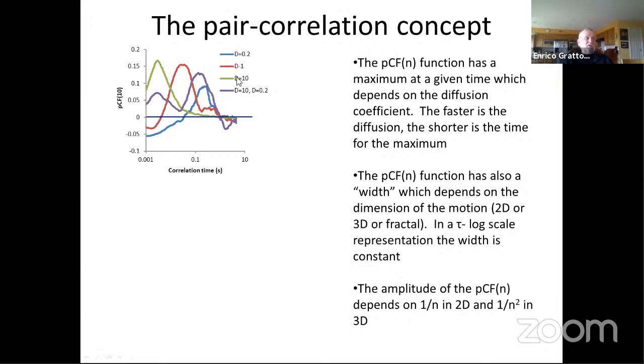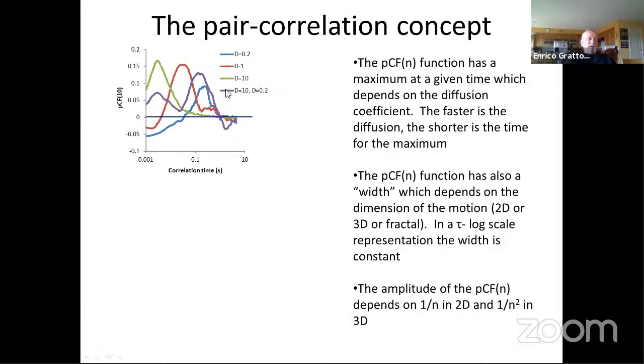But if I consider, for example, a particle moving very fast, like 10 micrometers squared per second, they will appear earlier. So you can see the green and the blue curve will appear at different times, and not only at different times, but will appear also in this graph with almost the same width. So the width of this line is almost independent of the diffusion constant, will depend on the dimensionality of the space, but the maximum will appear at a very different time.